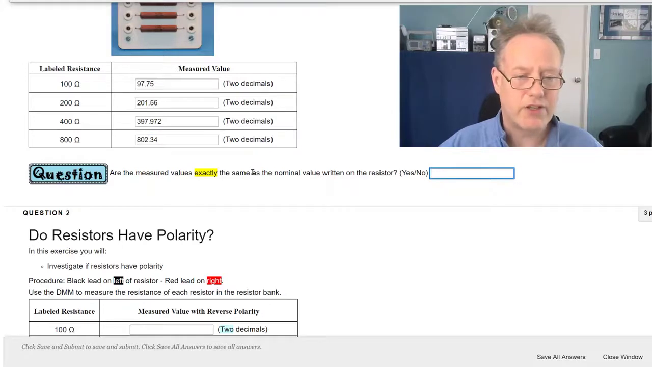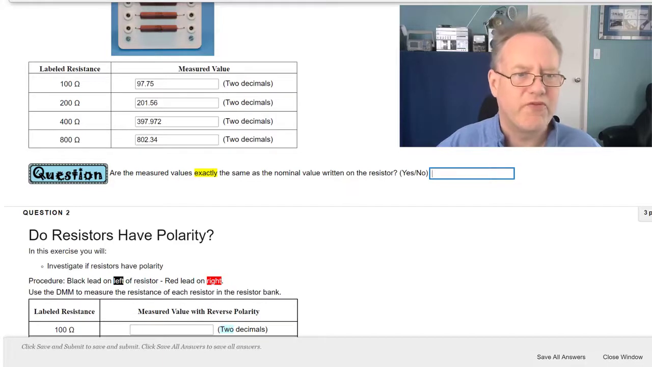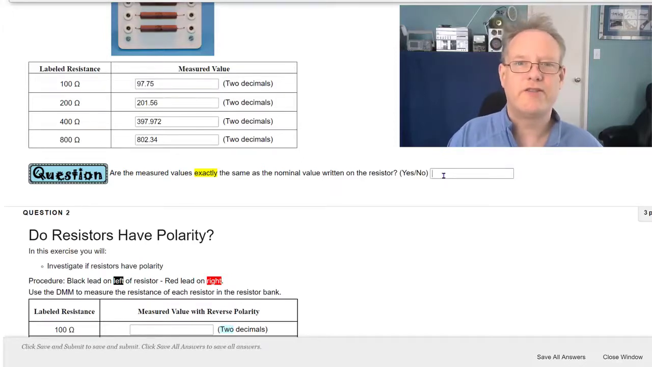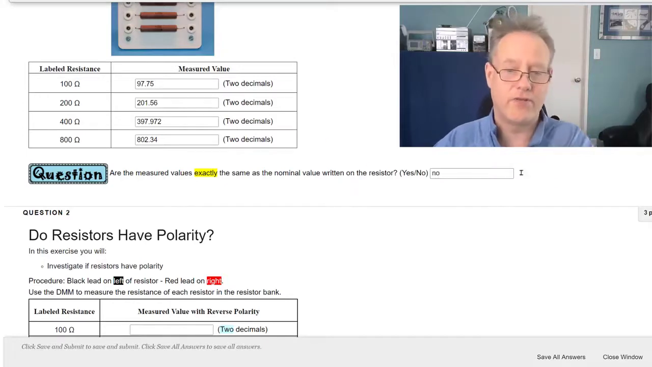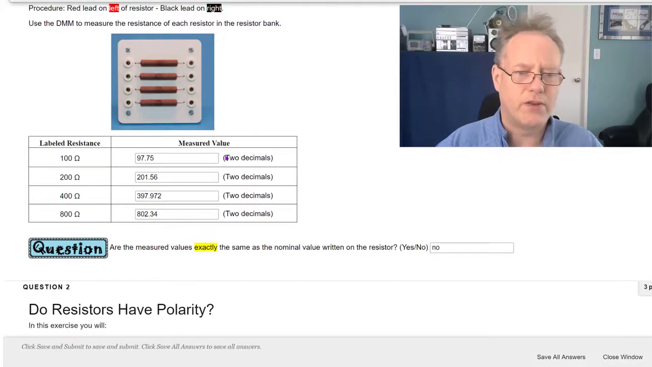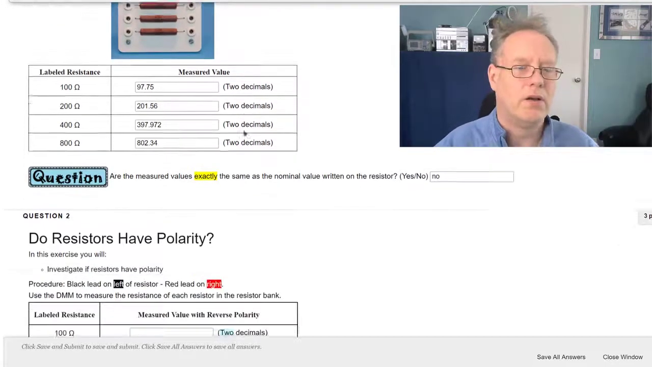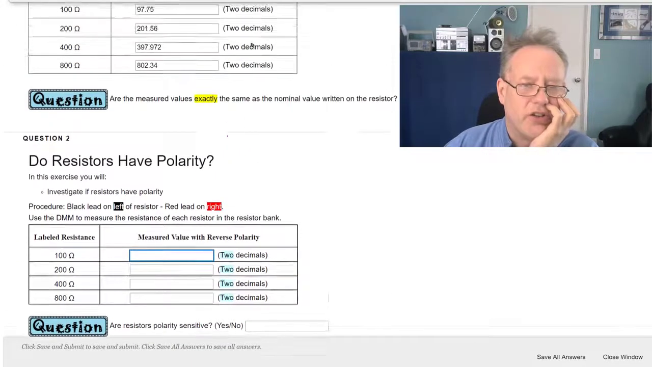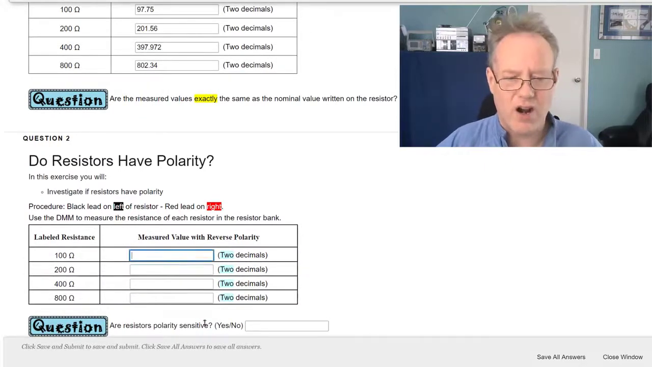So are the measures exactly the same as the nominal value? The nominal value is the value written physically on the resistor. So is this exactly the same as 100? Let's put yes. Yeah, it's just like, but no. They're not exactly the same, and that's kind of the point of this question. The actual reading you get of the resistor will never be what's actually written on it. No. And we'll study that in lecture. And when you flip these around, just write these numbers in. Remeasure these, and whatever the numbers are, write them down.